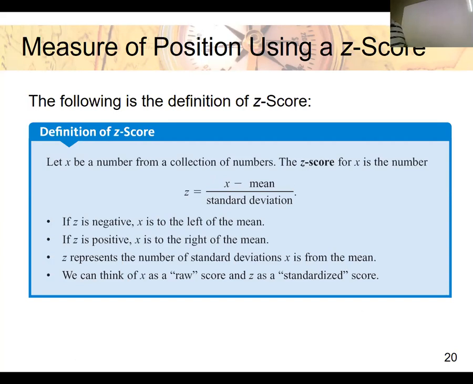Question? Would this be a method of determining whether the number itself is an outlier? That's going to be something else, because that deals with the interquartile range. Now, if z is negative, that means your x value is to the left of the mean. If z is positive, your x value is to the right of the mean.